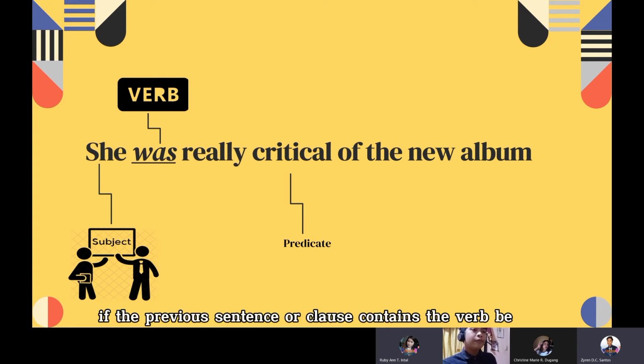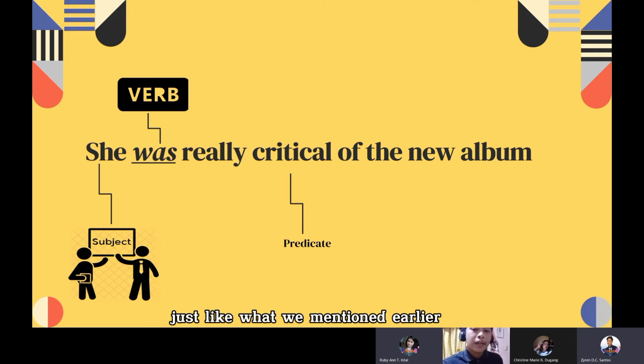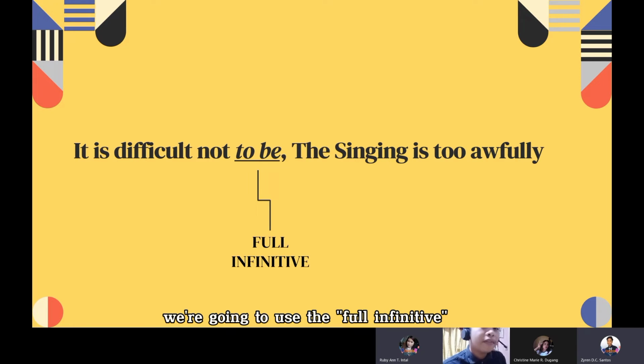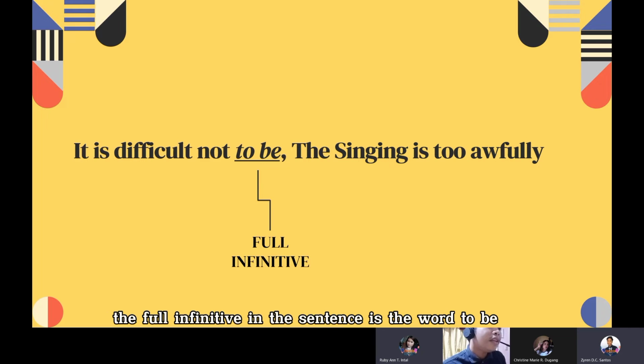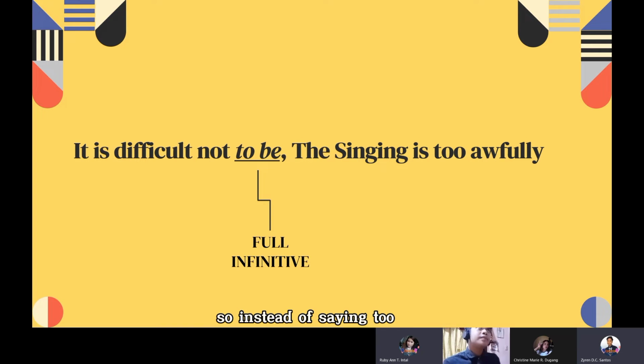So, here's another rule. If the previous sentence or clause contains the verb be, just like what we mentioned earlier, or the word was, we're going to use the full infinitive. So, what is the full infinitive? The full infinitive in the sentence is the words to be. So instead of saying just to, we are using the full infinitive to be. It's difficult not to be. The singing is too awful. So this is what happens if you're going to discuss some things or some sentences, if you're going to talk and you use the verb be, which is was or another verb be.